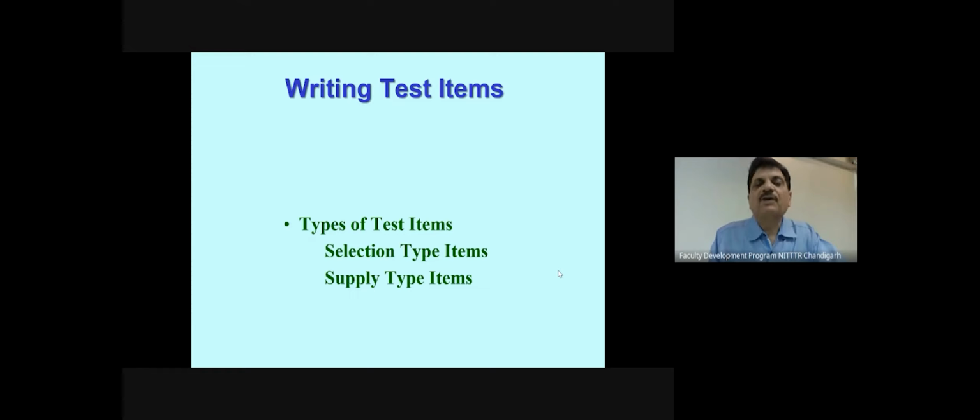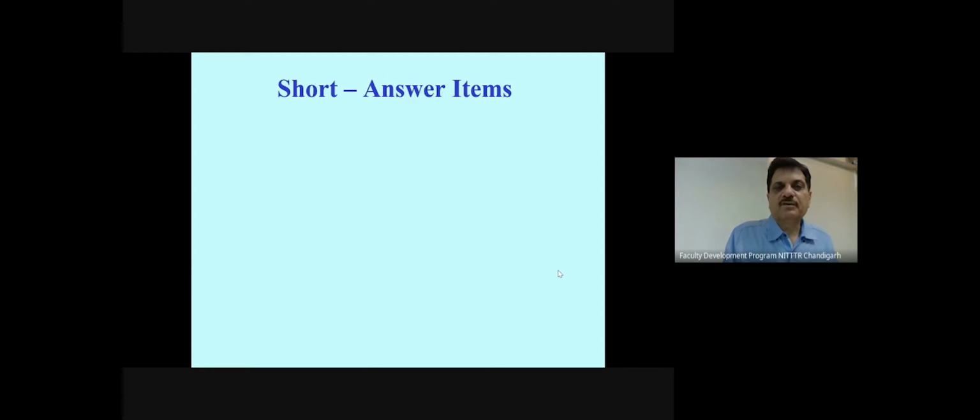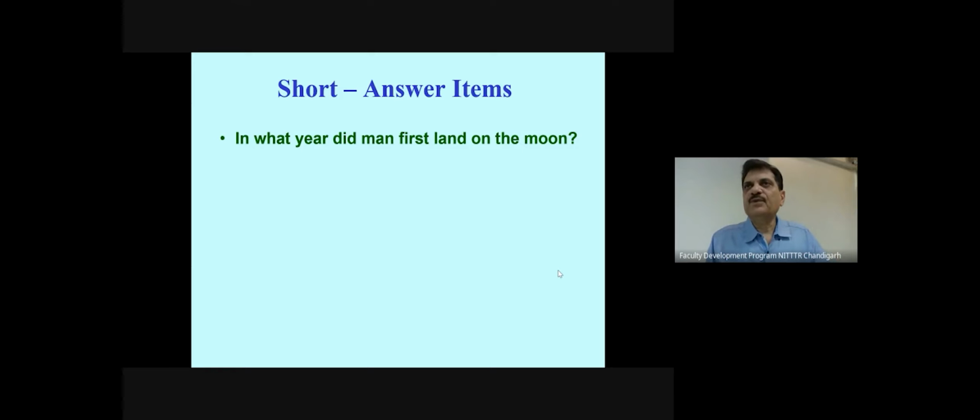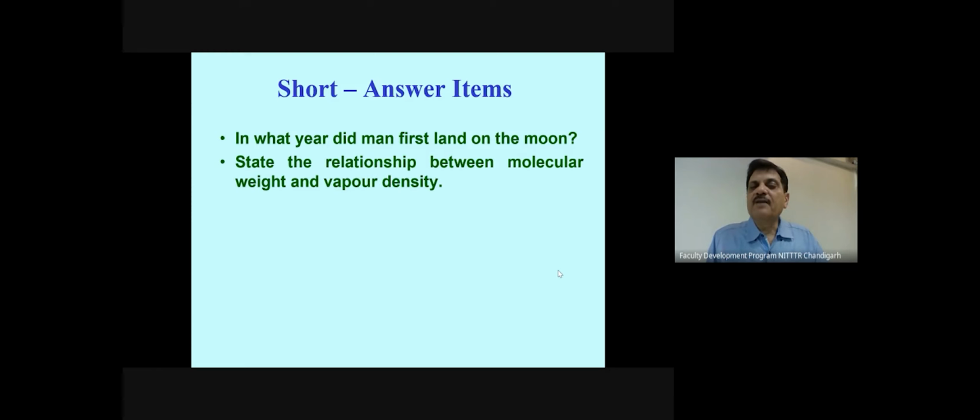Now, I'll show you certain poor items and good items. Basically, our focus in this session will be on guidelines for writing good quality test items. So firstly, short answer items. Let me give you certain examples. In what year did man first land on the moon? State the relationship between molecular weight and vapor density.